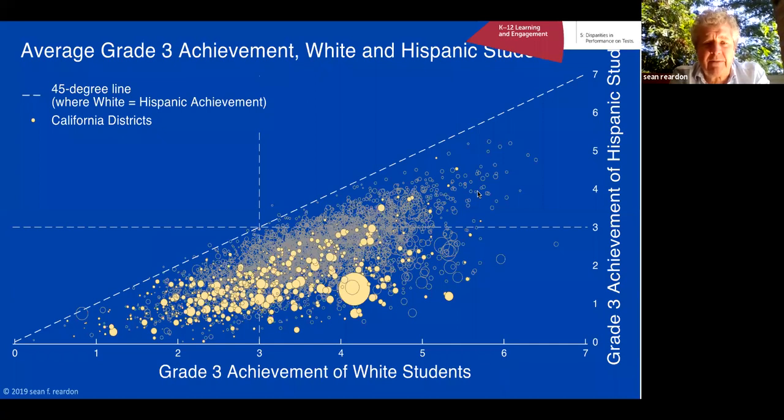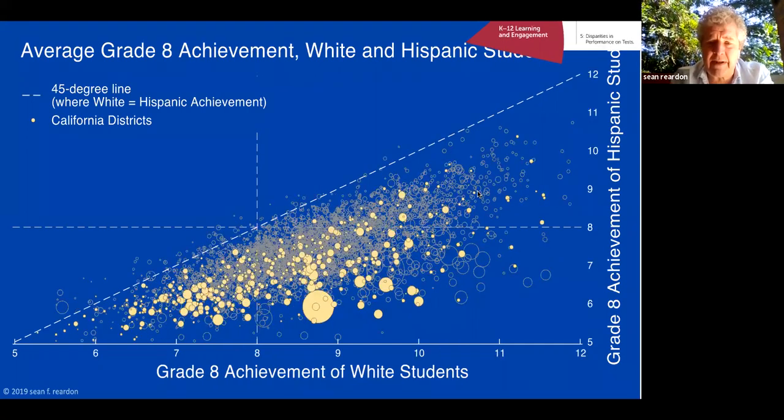And you can see that for virtually every district in the country and every district in California as well, the average performance of Hispanic students is below the average performance of white students in 3rd grade. This is on a combination of math and reading tests combined. And in many cases, the difference is quite large, 2 to 3, even 4 grade levels in some places. So we have very large performance gaps in California, even larger in many cases than the rest of the country.